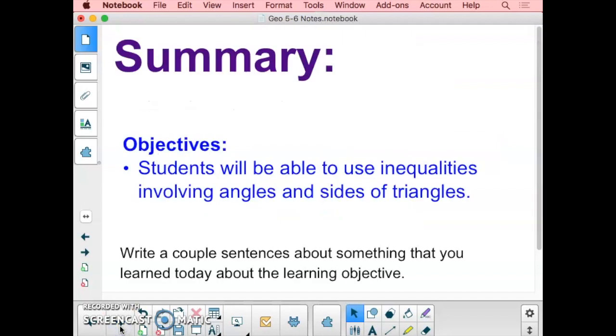All right, so that's inequalities in triangles. So small angles are always across from small sides, big angles are always across from big sides, and then there's this inequality theorem that we looked at last.